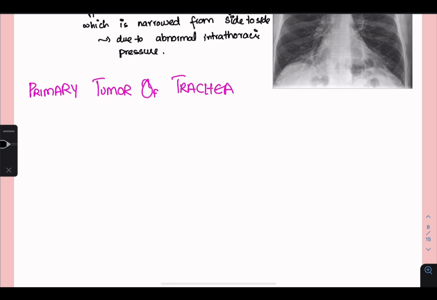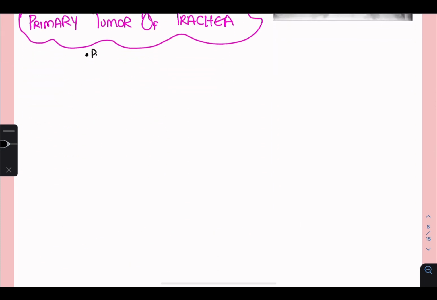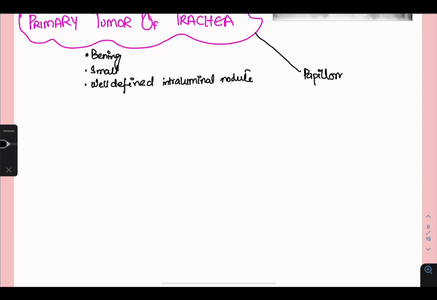Primary tumors of the trachea are rare. The benign tumors are usually small. They are well-defined intraluminal nodules, and they are mostly papillomas, fibromas, chondromas, or hemangiomas.